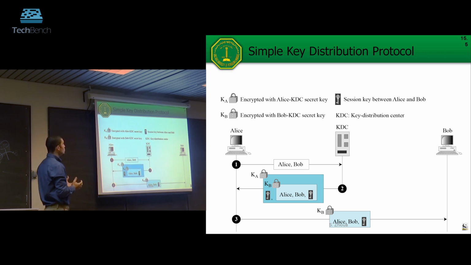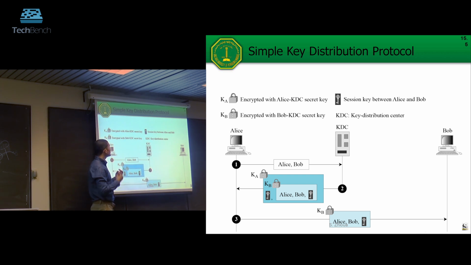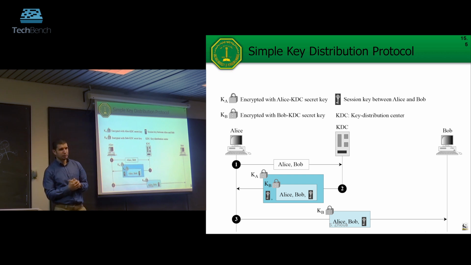So this is a very simple key distribution protocol that allows Alice and Bob to agree on a secret key. Of course, it's not really secret because the distribution center also knows about it. Once they share that key, they can start communicating. Now, do you see a problem here? Can you think of an attack on this system? What is that?